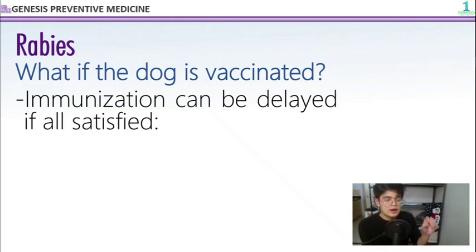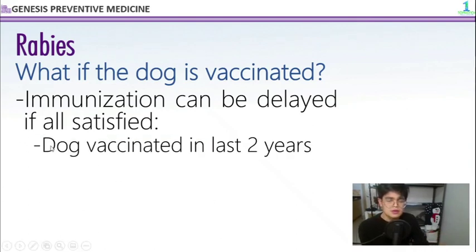So the general plan is, if you can allow the patient to delay immunization because the dog is vaccinated, the general plan is to wait for 2 weeks to see if the dog is still healthy afterwards. So let's see the conditions right now. Immunization can be delayed if all are satisfied.